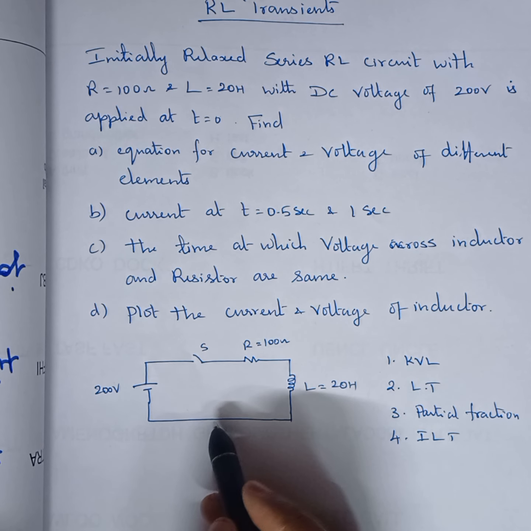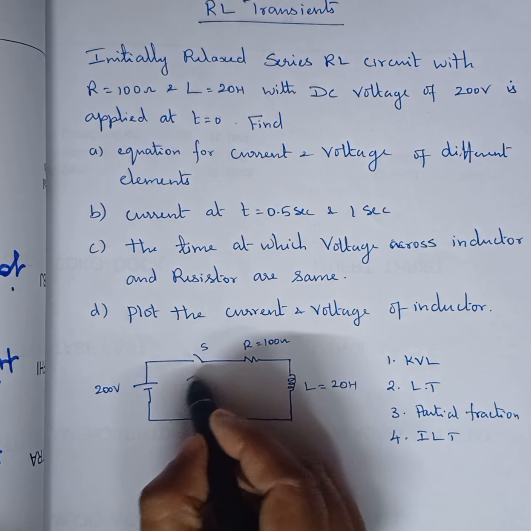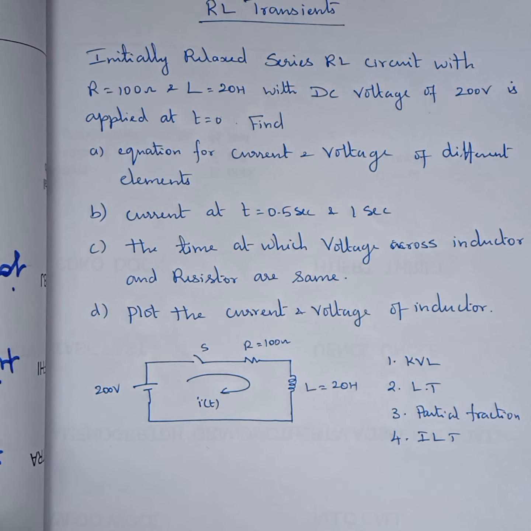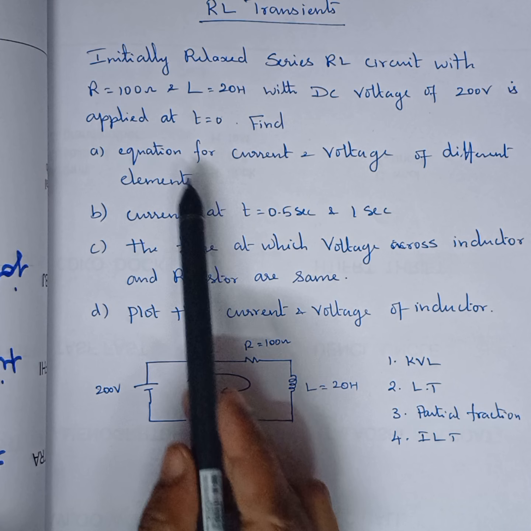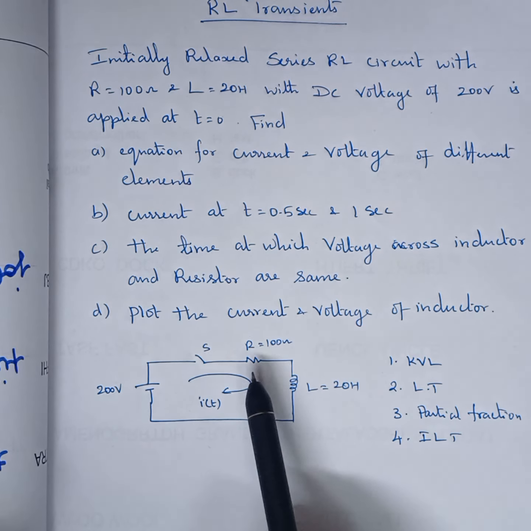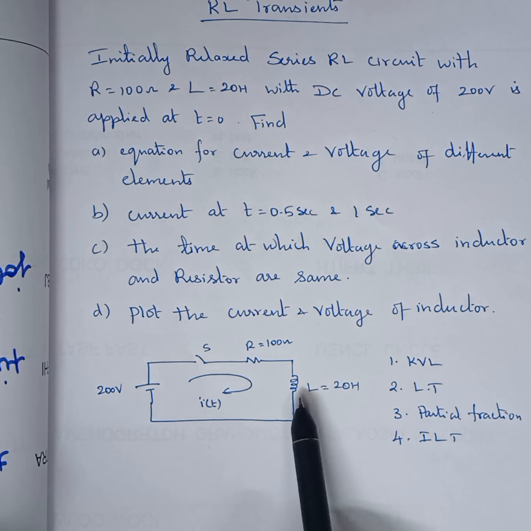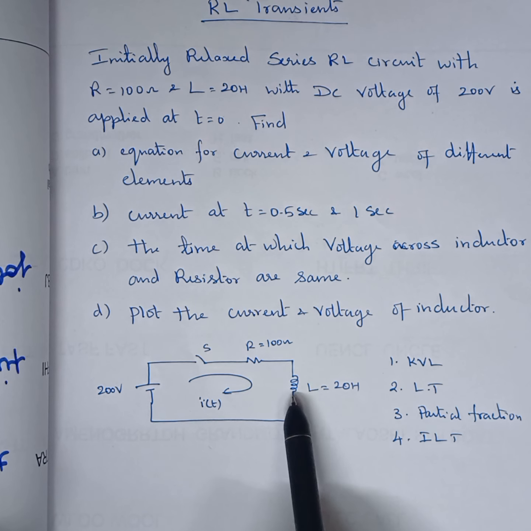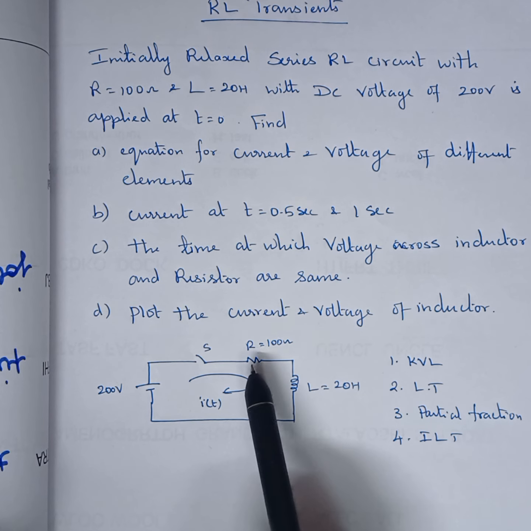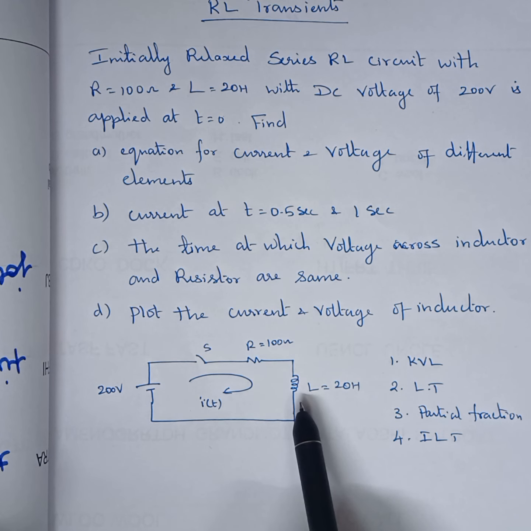Now we have a simple loop only. We can write the KVL equation for this one. The current flowing through this loop, let us have I of t. And what we have to find out? Equation for current and voltage of different elements. The different elements we have are R and L. As R and L are connected in series, finding I of t is enough, which is the same for R and L. Then we have to find the voltage across the resistor and the voltage across the inductor.